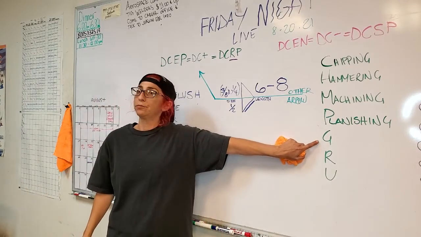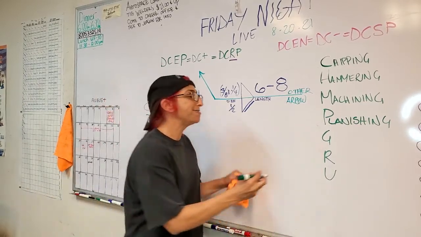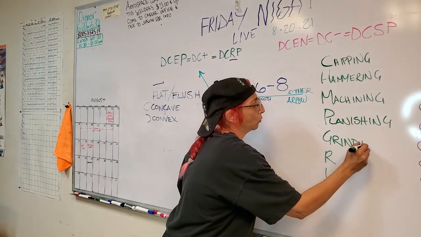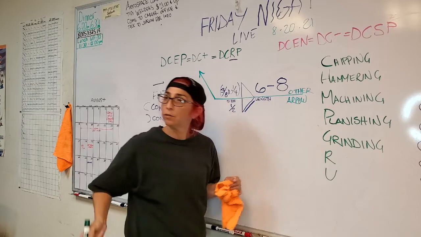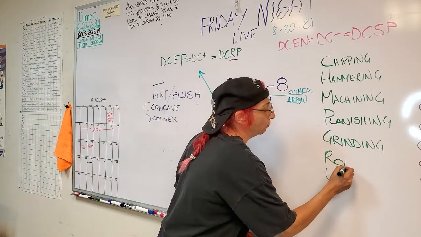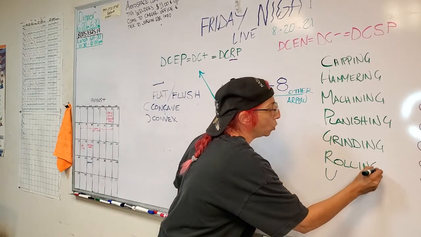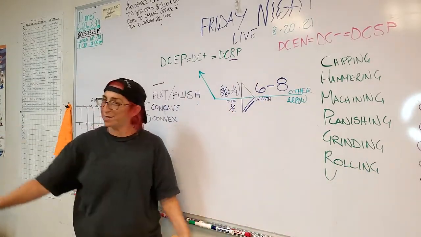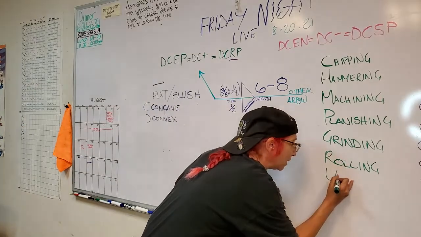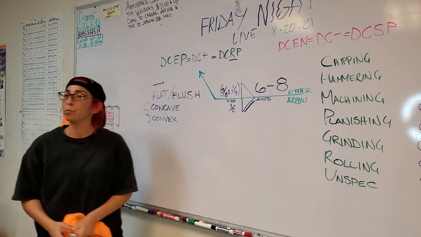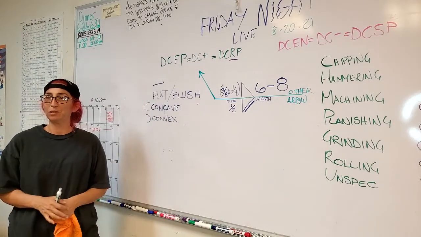G, grinding. R, rolling. U, dealer's choice. Good job. Unspecified. Okay, como te da la gana.